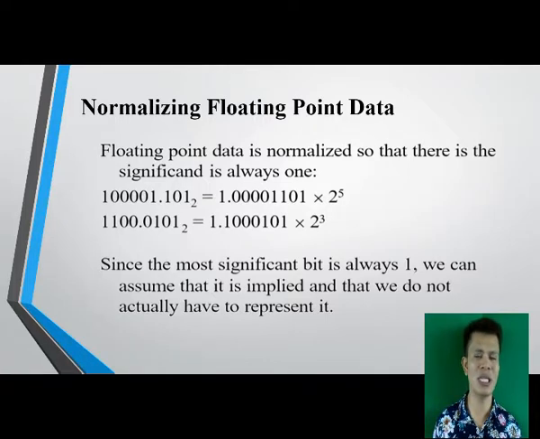1100.0101 base 2 is equal to 1.1000101 times 2 to the third. Same as the previous example. Since the most significant bit is always 1, we can assume that it is implied and that we do not actually have to represent it.